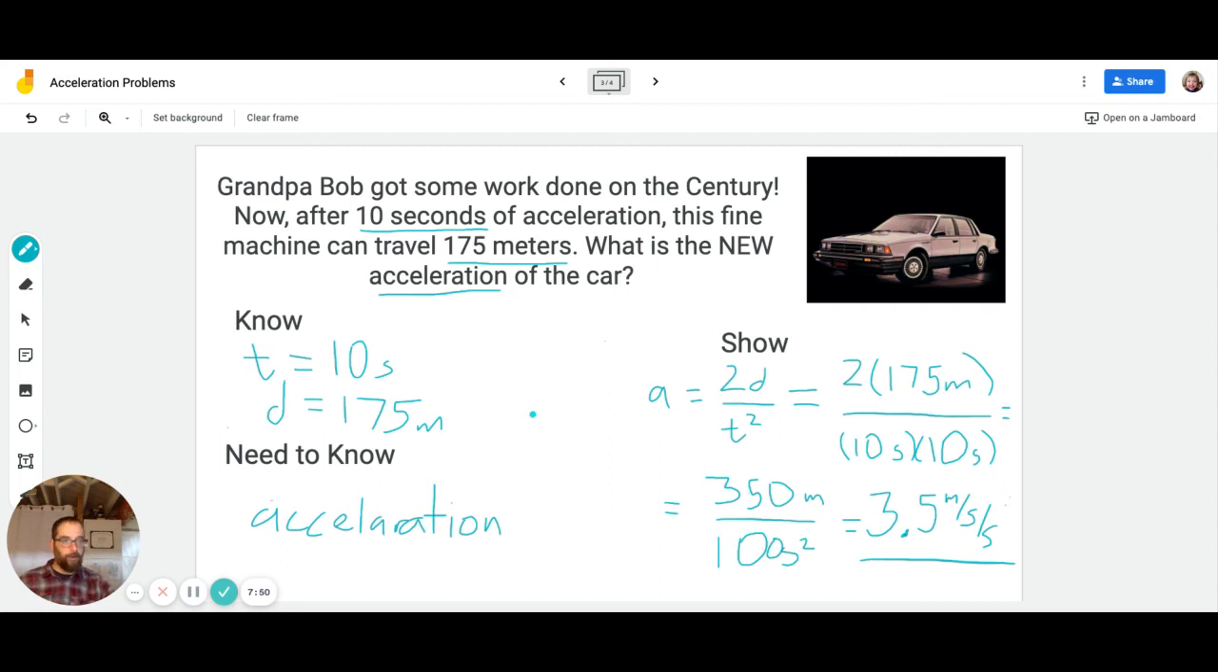All right, so Grandpa Bob's new Buick, or souped up Buick, accelerates almost twice the rate as the Buick did before he got it all fixed up.